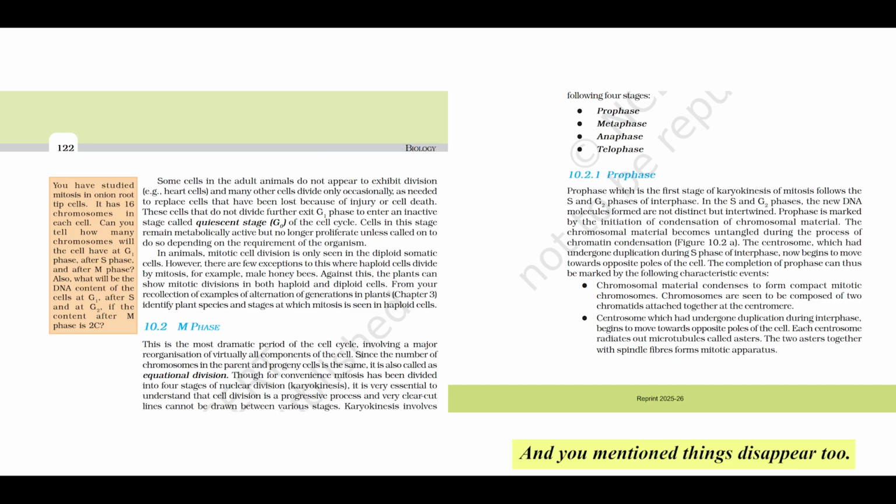And you mentioned things disappear too. Yes, by the end of prophase, if you look under a microscope, organelles like the Golgi complexes, the endoplasmic reticulum, the nucleolus, they seem to disappear. They actually break down or disperse. And critically, the nuclear envelope also starts to disintegrate. This breakdown is vital because it lets the chromosomes out into the cytoplasm where the spindle fibers can attach to them. Wow. So prophase is about condensing chromosomes, building the spindle, and breaking down the nuclear boundary.